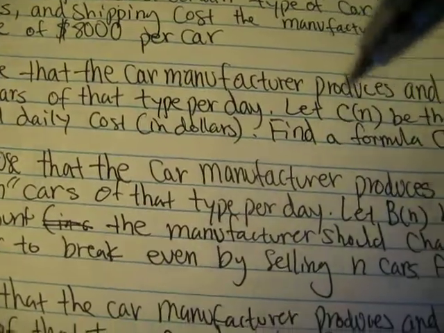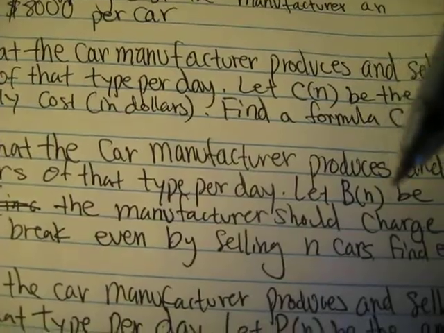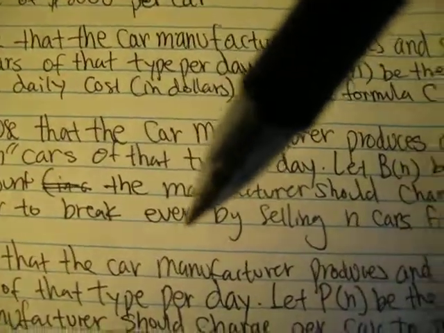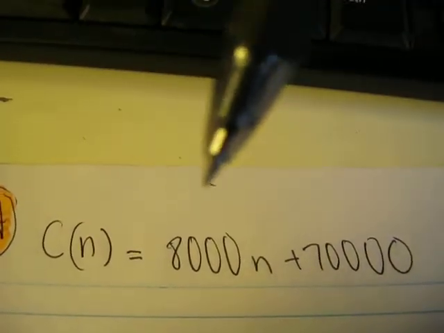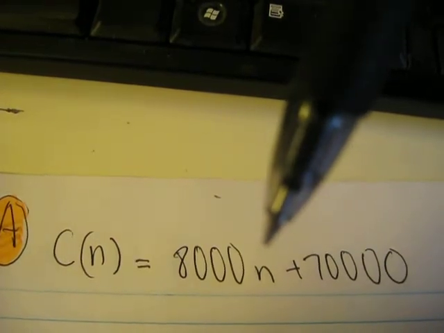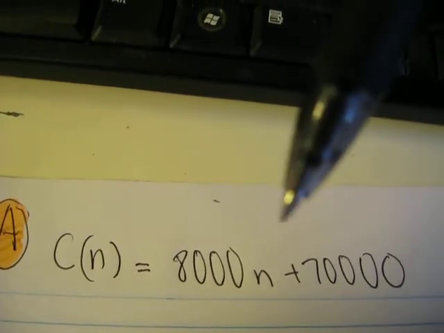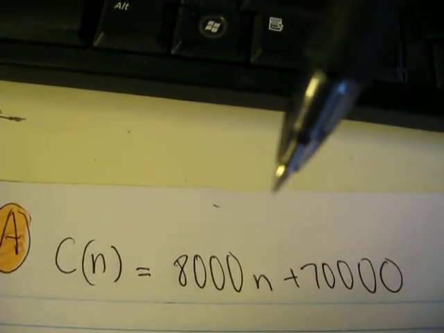Suppose that the car manufacturer produces and sells n cars of that type per day. Let Bn be the amount the manufacturer should charge per car to break even by selling n cars. Find equation B. So we go to our first equation, which is Cn, which means the total cost of making the cars. And now Bn is asking us to make a formula that will equal how much it will cost for each car made. So what the price will be for each car.